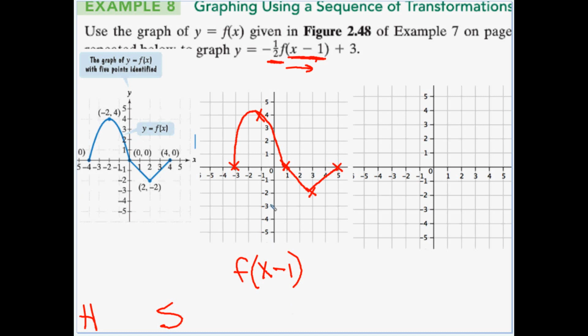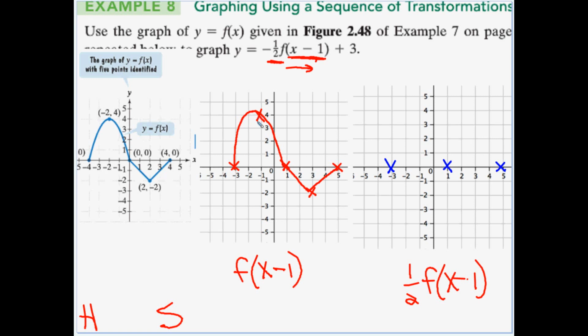And now we're going to do the 1/2 of f of x minus 1. Let me switch over to blue ink. We're going to cut all the y values in half. So the x-intercepts will stay the same because half of 0 is still 0. So these 3 x-intercepts will be the same, but our y values are now cut down.